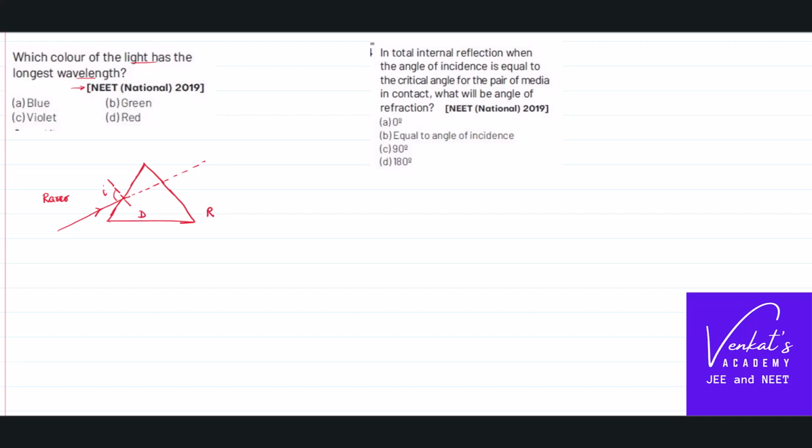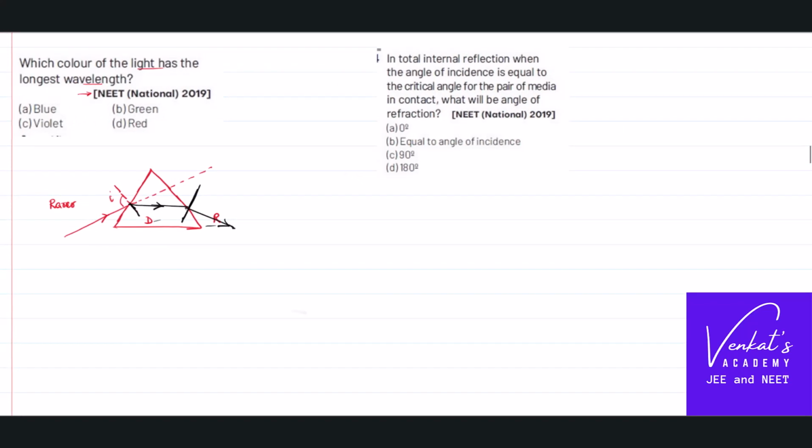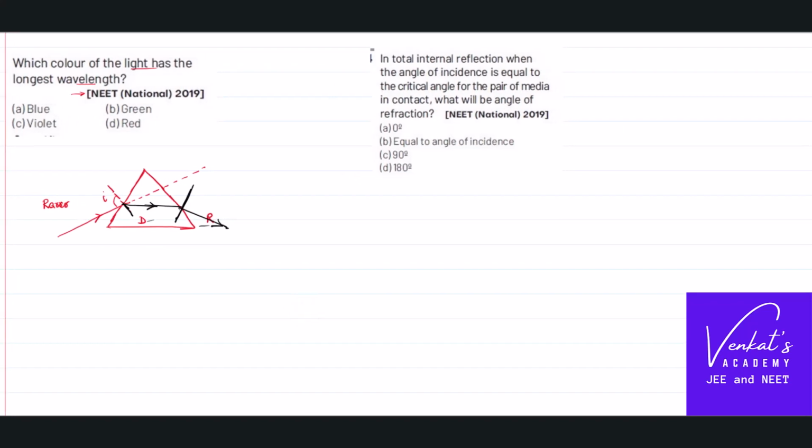When a light ray moves from a rarer to a denser medium, it moves towards the normal. This is the normal, so it moves towards the normal this way and strikes the other surface. Again this is the normal, and now it is moving from denser to rarer. When it moves from denser to rarer, it moves away from the normal, this way. So the incident light is this, and the emergent light is this way. There is a deviation between the incident light and the emergent light.